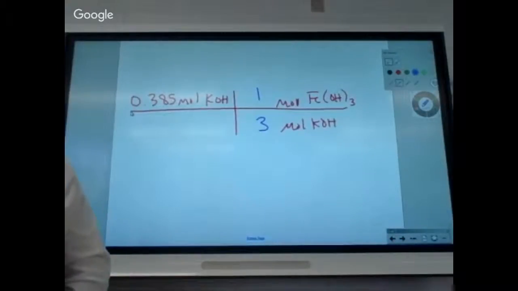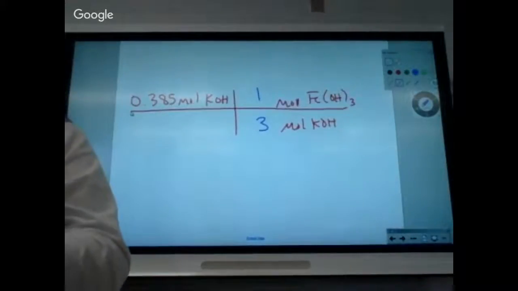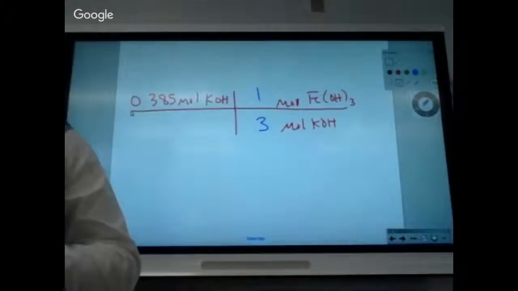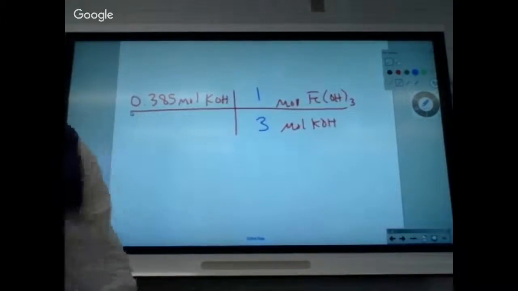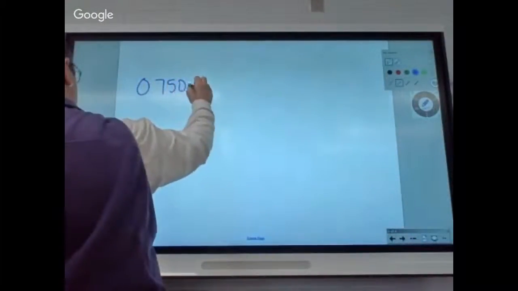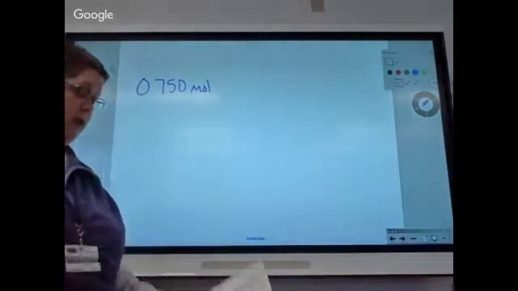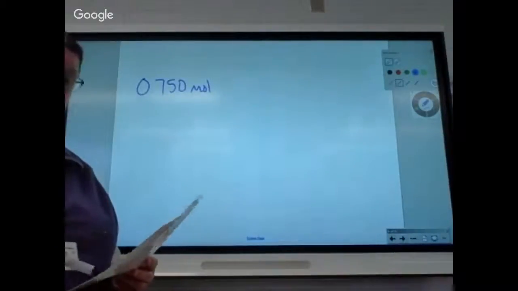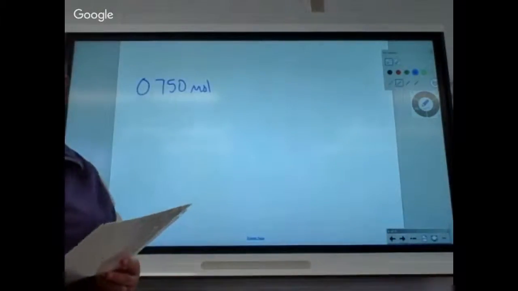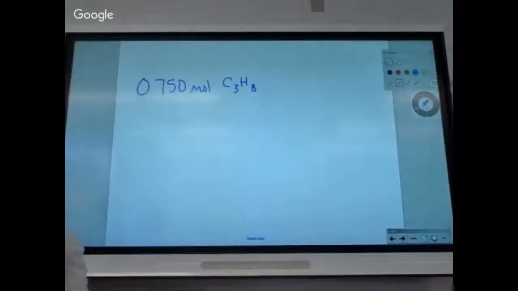Anybody else see anything out of 1 through 5? Yes, ma'am. 4. All right, 4 is using the same number and the same equation as question 3. So do you have coefficients of 1, 5, 3, and 4 in question 3? Okay, so now we're using the same number. So you're still using the 0.750 moles of propane. All right, now, are we okay with CO2 is carbon dioxide, H2O is water, and O2 is oxygen? So that means that C3H8 has to be propane from question 3. Are we okay with that?